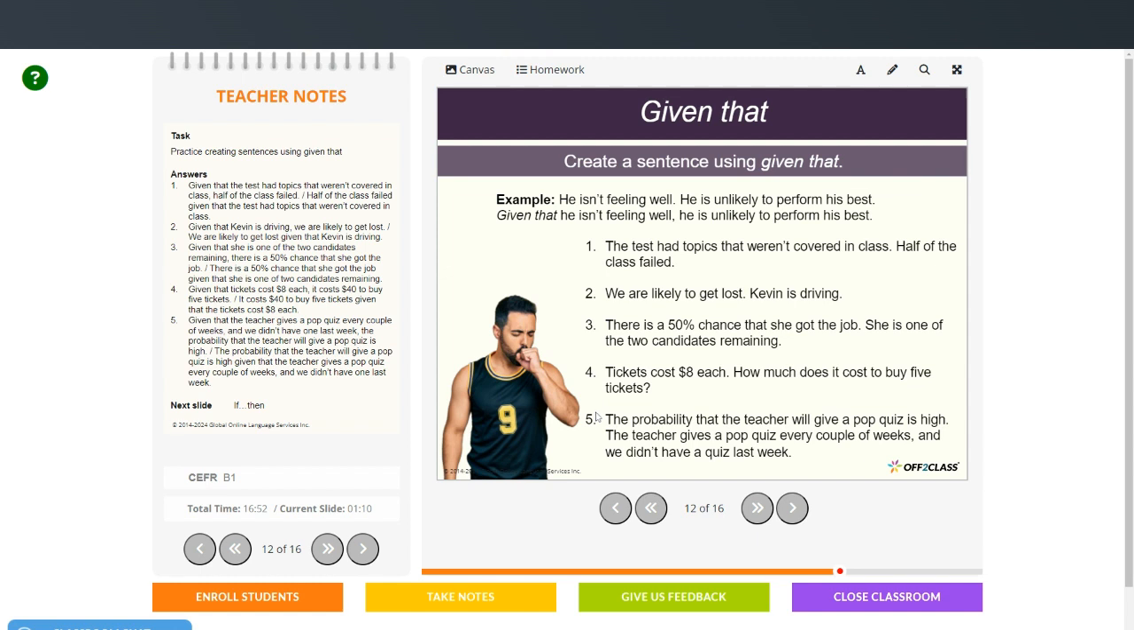Number 4, given that tickets cost $8 each, it costs $40 to buy 5 tickets. It costs $40 to buy 5 tickets, given that the tickets cost $8 each. And given that the teacher gives a pop quiz every couple of weeks, and we didn't have one last week, the probability that the teacher will give a pop quiz is high. The probability that the teacher will give a pop quiz is high, given that the teacher gives a pop quiz every couple of weeks, and we didn't have one last week.